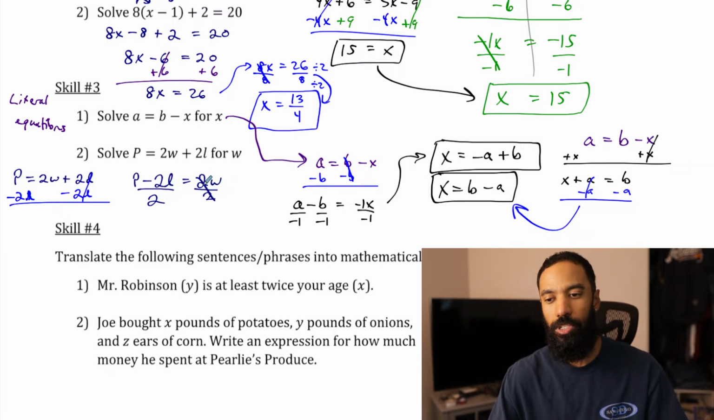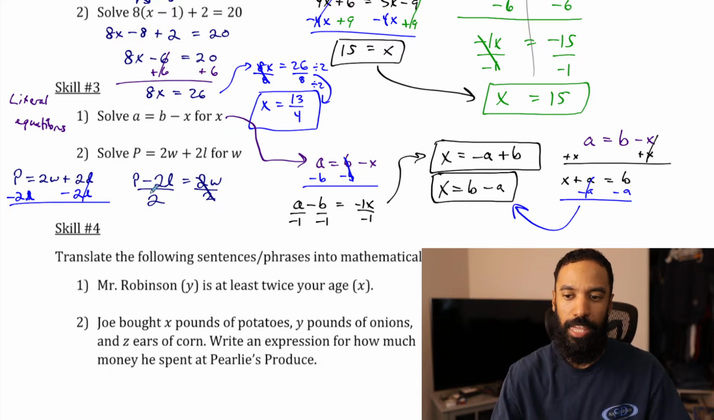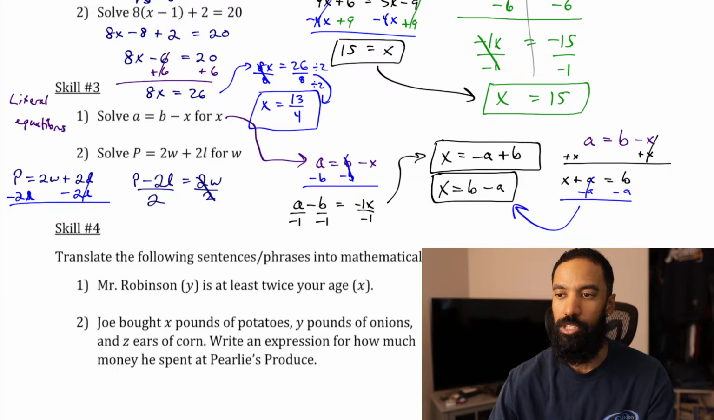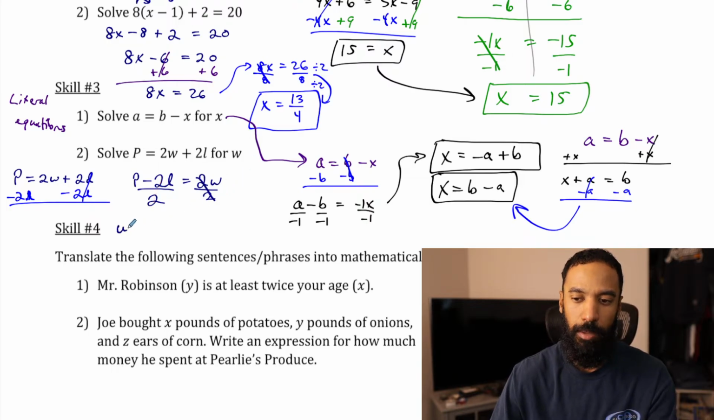Now, you notice how I'm going to do 2 divided by 2, which is 1. And you might think, hey, let's do 2 divided by 2 here. Be careful with that. You can in some instances. I'll show you what it is. But for now, we'll just leave it like this. W equals P minus 2L over 2.